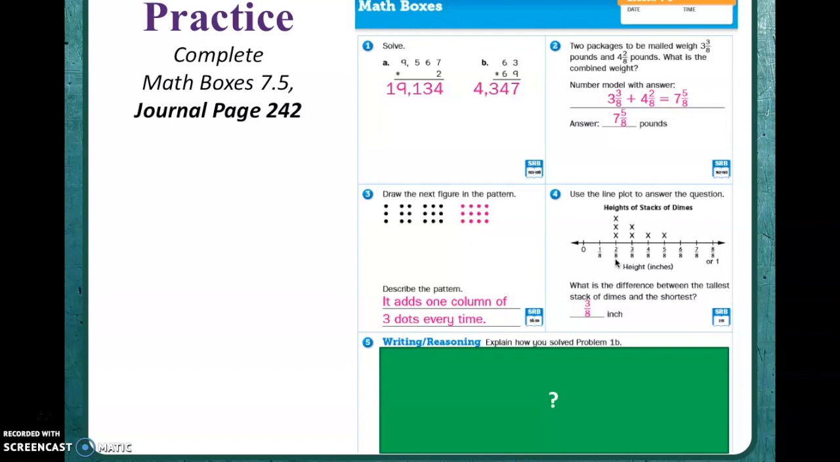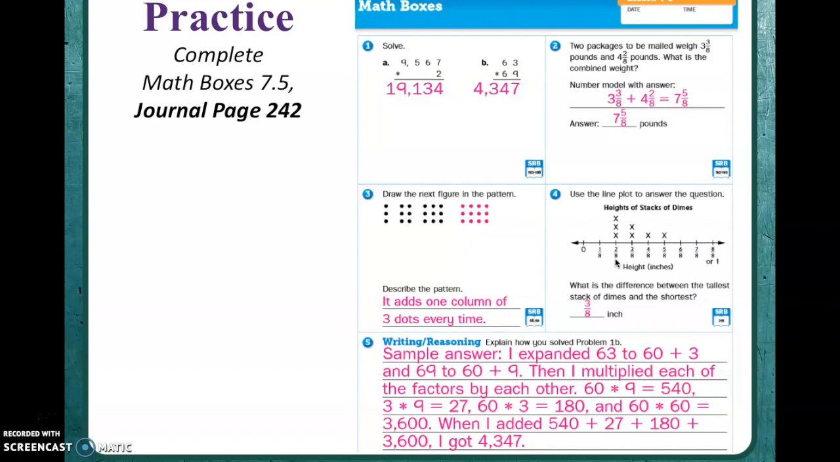Writing/reasoning, explain how you solved problem 1B. Some of you may have talked about the bow tie method. Here's the explanation they used.